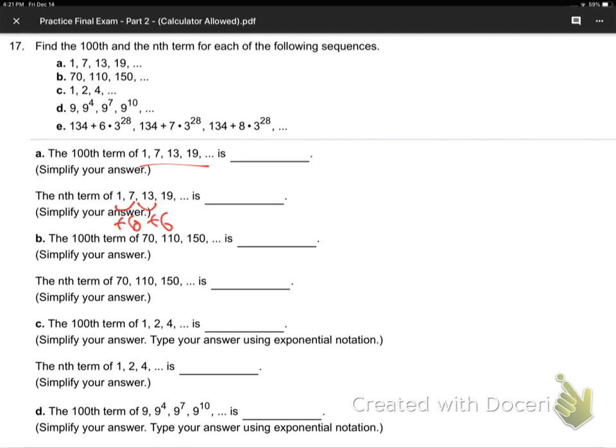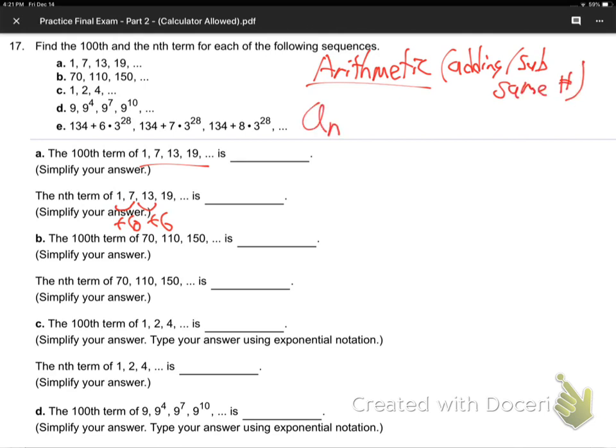every time. That's arithmetic. So if you're in arithmetic, you're adding or subtracting the same number each time. I gave the formula. It's a sub n equals a1 plus n minus 1 times d. So the a sub n formula has a1, the first term. d is the jump, or the difference. d stands for the difference from term to term.